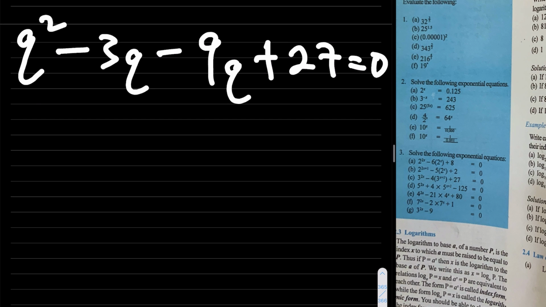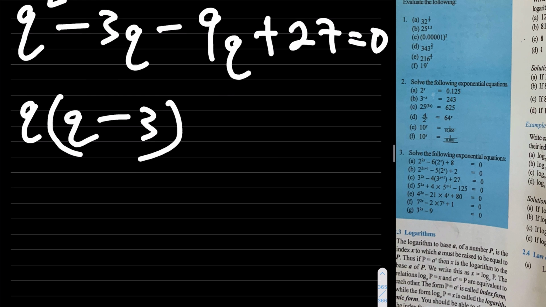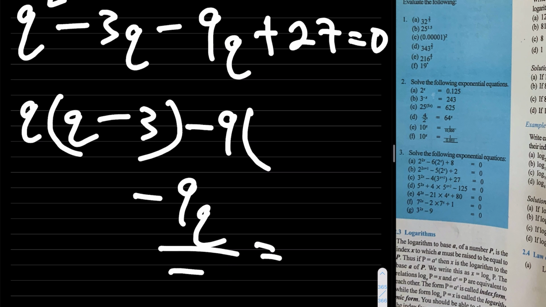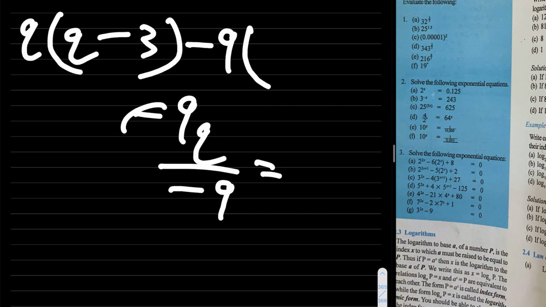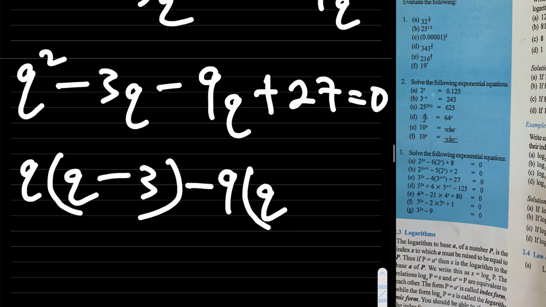Do you understand? Now, what's common to q squared and minus 3q? q, into brackets q minus 3. What's common to minus 9q and plus 27? Minus 9. Minus 9 into bracket, minus 9q divided by minus 9. Minus divided by minus is plus, so that's plus q.